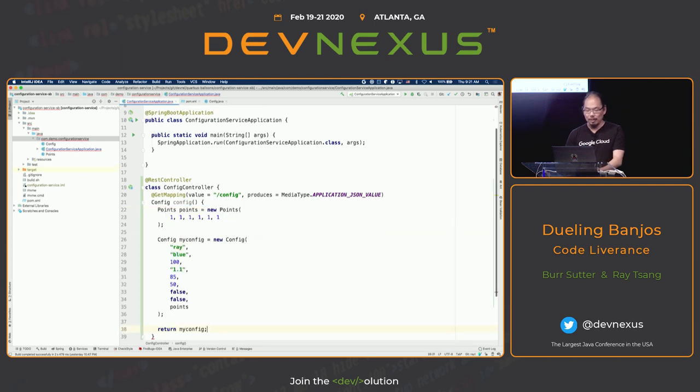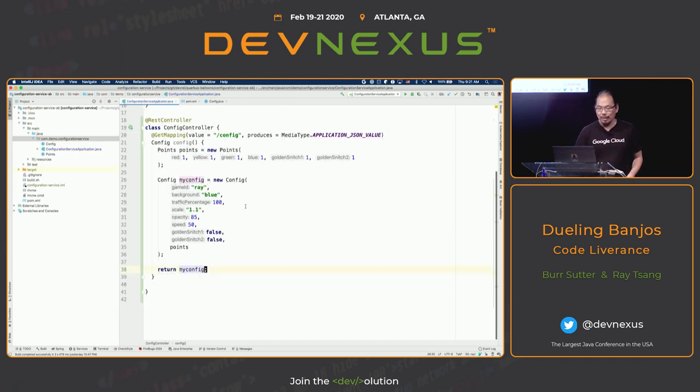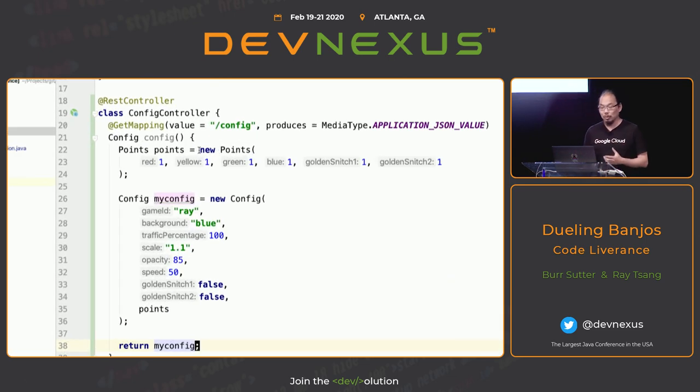Now, I have something templated already, and this is a game configuration. What this is going to do is return you some points. These are the scores that you're going to be able to get based on the colors you get. So red will be 1 point, and so on and so forth.